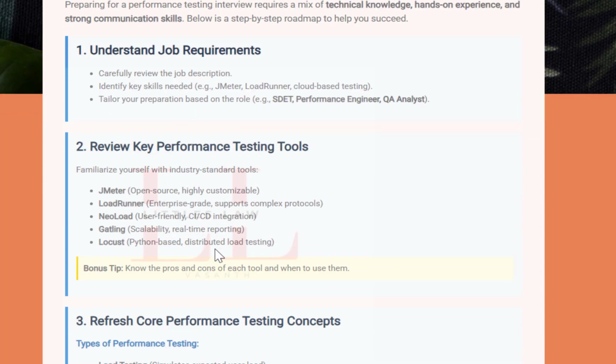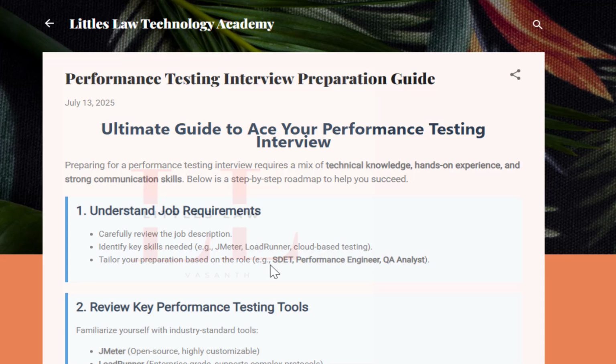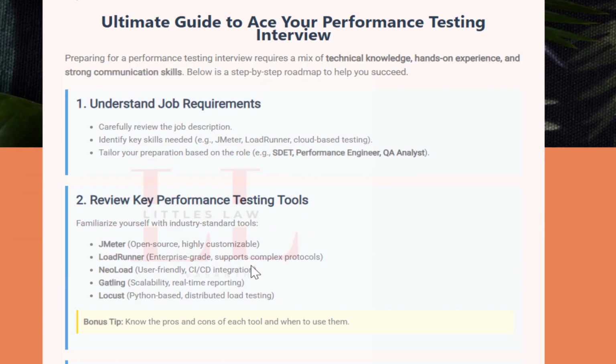So talking about these interview tips, I'm going to walk you through a step-by-step approach to ace your next performance testing interview. Whether you're aiming for a role as an SDET, a performance engineer, or a QA analyst, this guide will definitely boost your confidence and help you stand out from the competition.